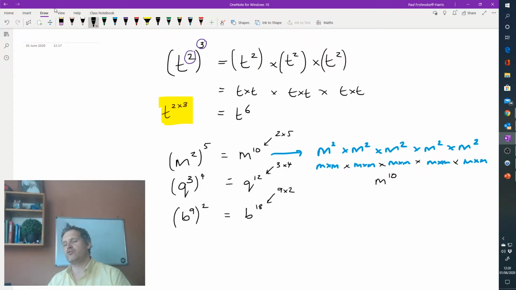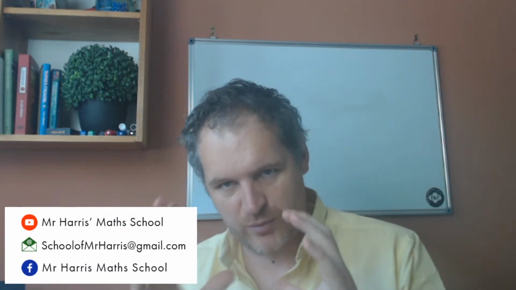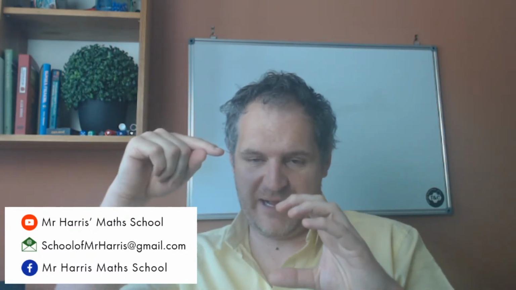So these are the 3 rules I've introduced today. I have talked to you about the 3 laws of indices. The 3 rules are: when you multiply 2 indices of the same thing, you add the powers. When you divide, you subtract the second one from the first one, not the biggest from the smallest, but the second one from the first one. The third thing is if you've got a power raised to another power, you times the 2 powers together.